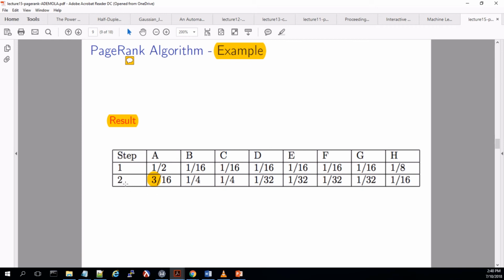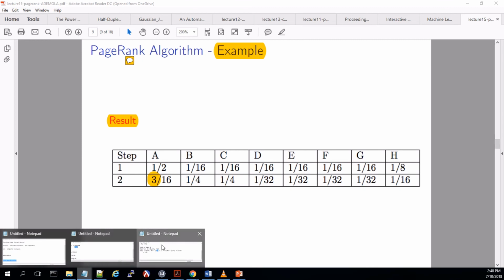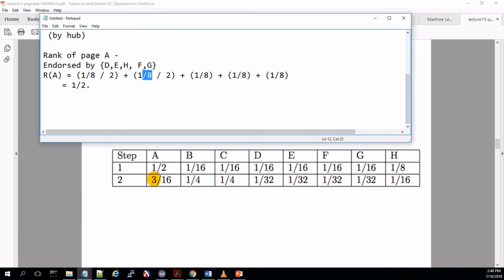So for calculating step 2 now, you need to use the rank of D, which is 1 over 16 here, divided by 2, E 1 over 16, H 1 over 8, F 1 over 16, and G 1 over 16. So let's just do a simple one, this B, which is 1 over 4.